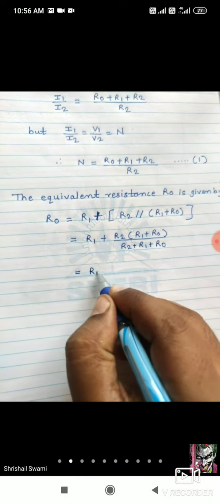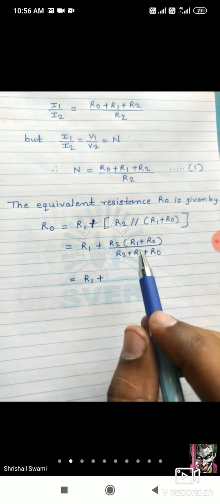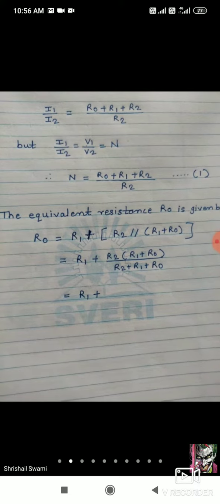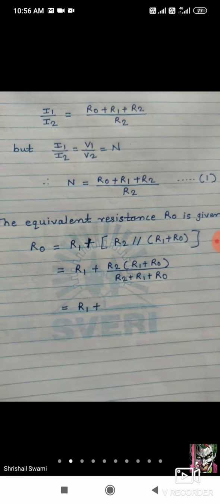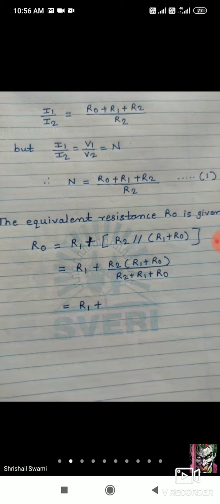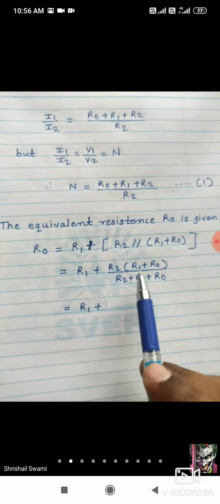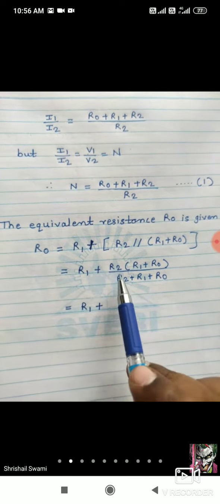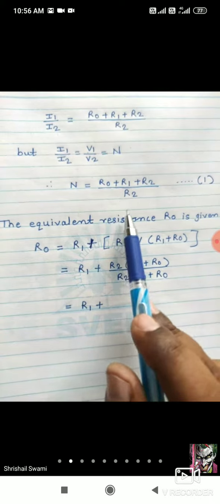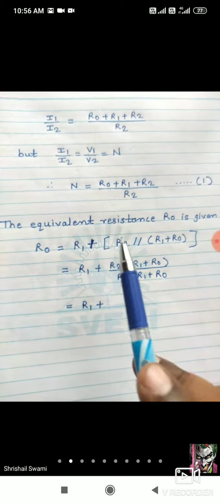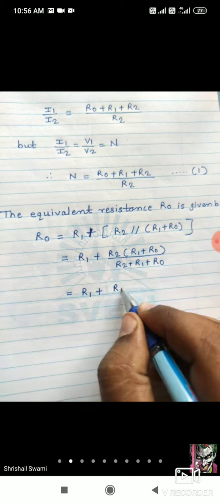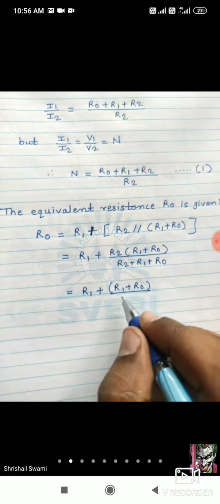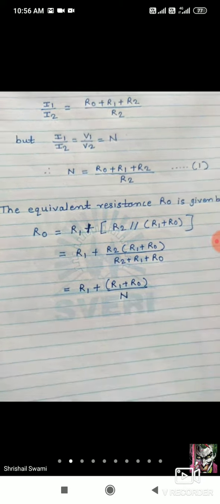Okay, so this is R1 as it is. Now can anyone tell, from equation number 1, will any replacement be there? Carefully observe equation number 1. Yes. R1 plus R0 remains as it is, and R2 divided by R2 plus R1 plus R0 will be there. So we can replace that by 1 upon N. This bracket remains as it is, and this will be replaced by 1 upon N. So I will write N here.